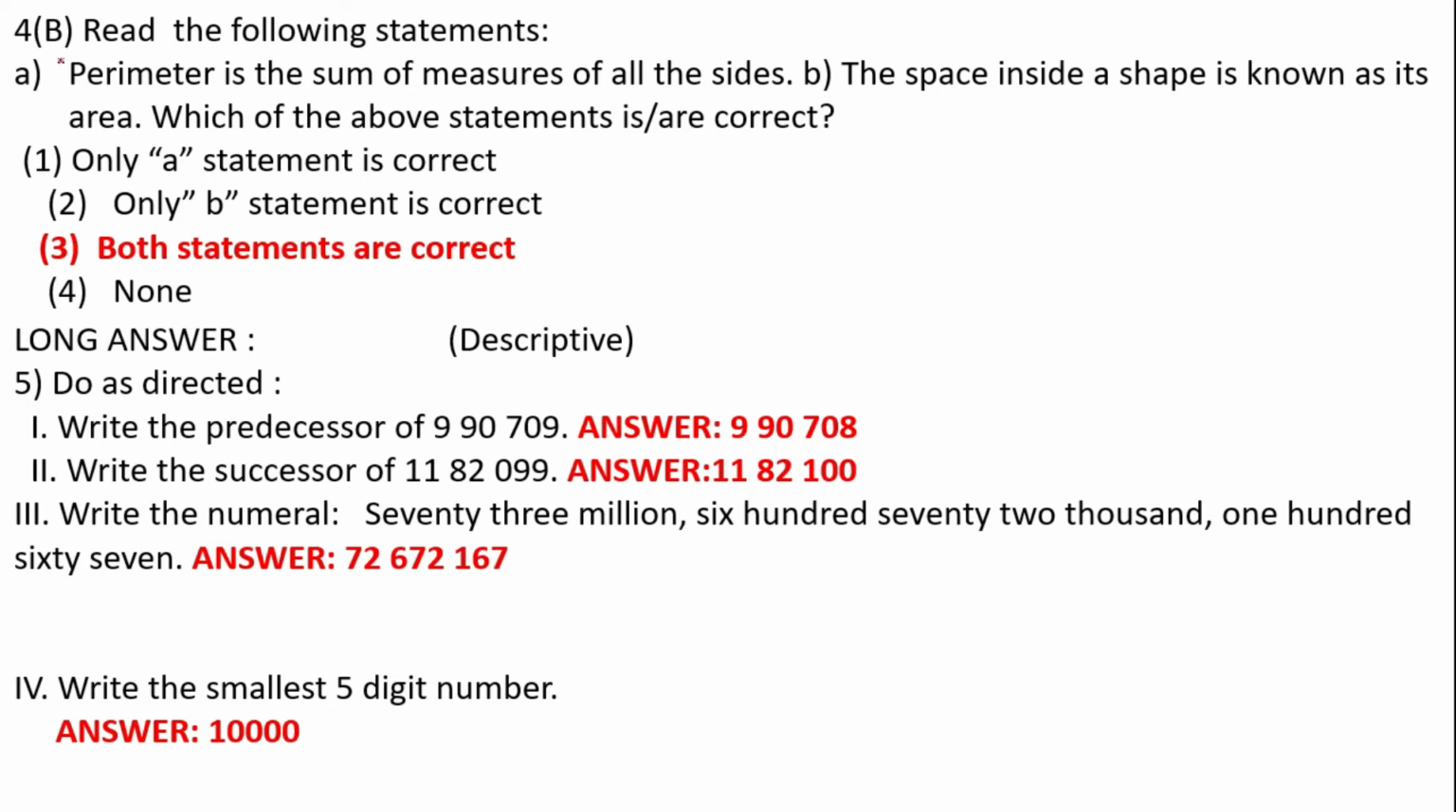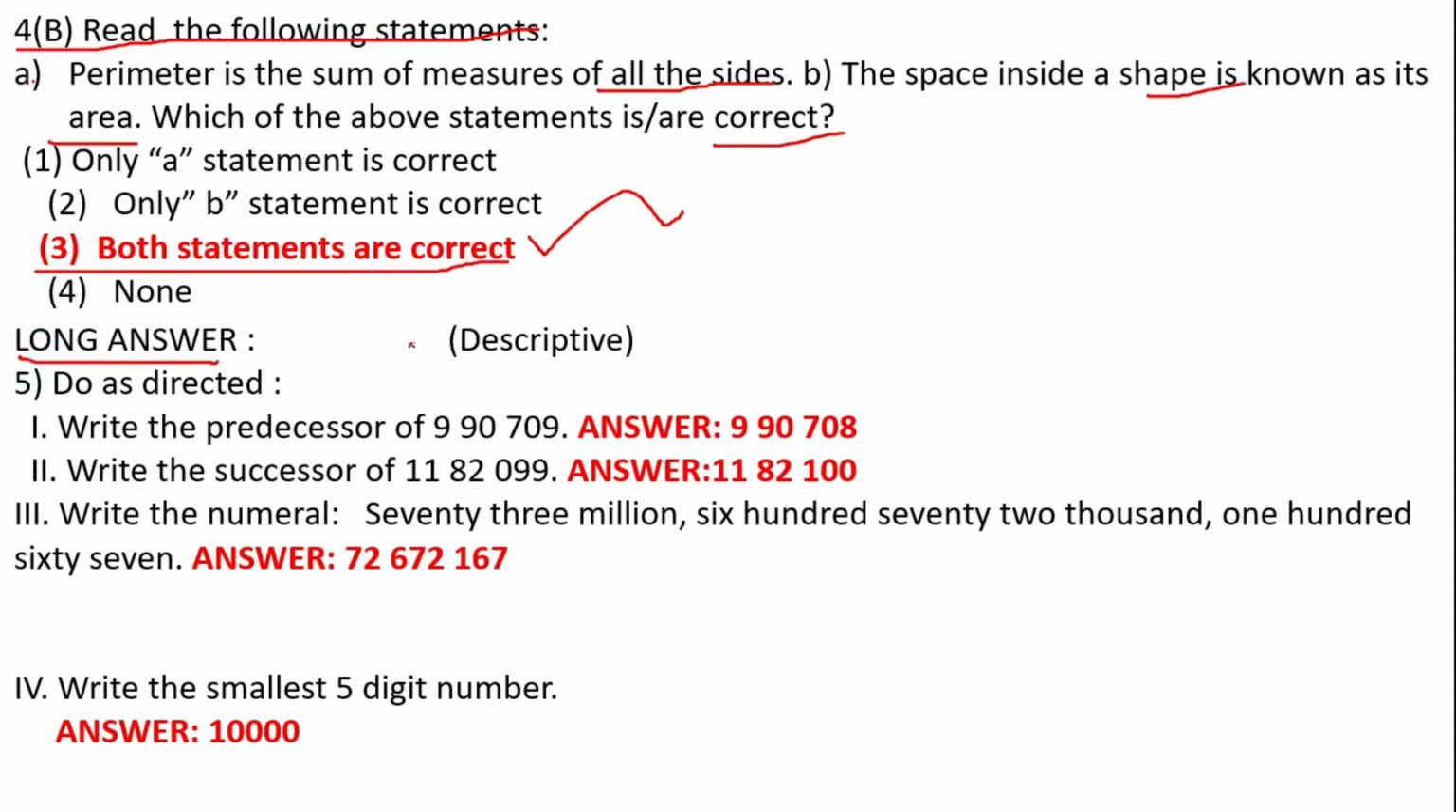Read the following statements. Question number 4b. Perimeter is the sum of the measure of all sides. Yes. The space inside a shape is actually called area. Which of the statements is correct? The statements A and B both are correct only. So you can put the tick mark in B.